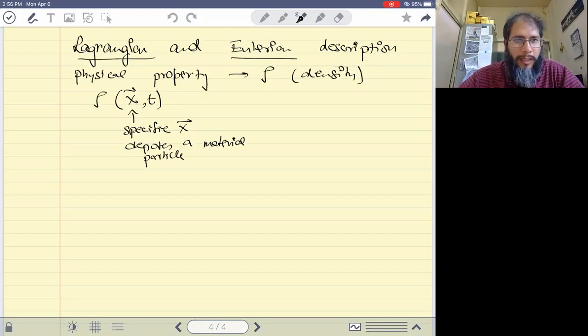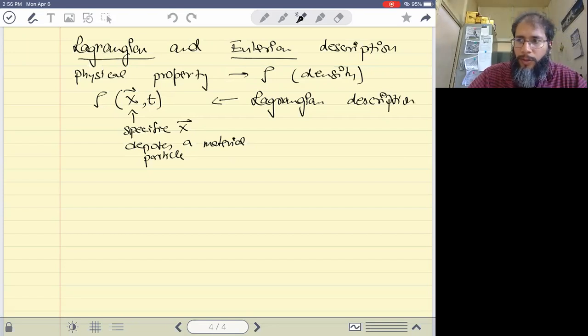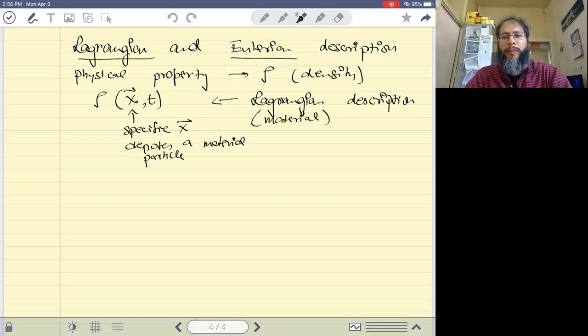We can express this density as a function of its material coordinates, and this expression of density, or of any physical property, in terms of its material coordinates and time, is called the Lagrangian description. Or we also use the word material description. The words Lagrangian and material will be used interchangeably over the course of this discussion.